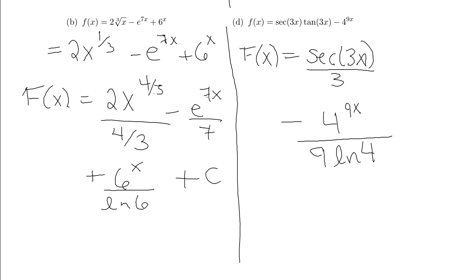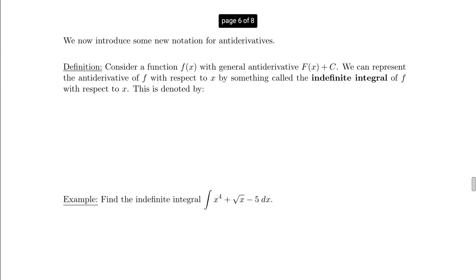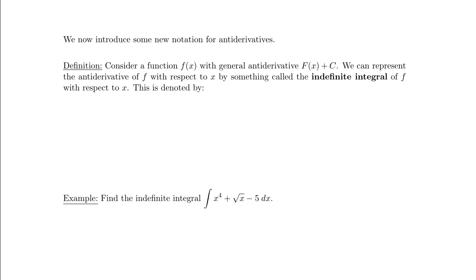Okay, so we're speeding right along here to page 6. We're going to introduce some new notation for antiderivatives. The process is still going to be the same, but we're going to be using some new symbols. Consider a function little f of x, which has a general antiderivative capital F of x plus c. We can represent the antiderivative of little f with respect to x by the indefinite integral of f with respect to x. This is denoted by the integral of little f of x dx, and this is equal to capital F of x plus c.